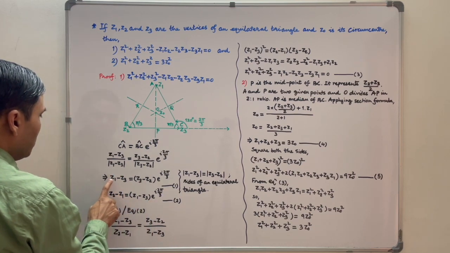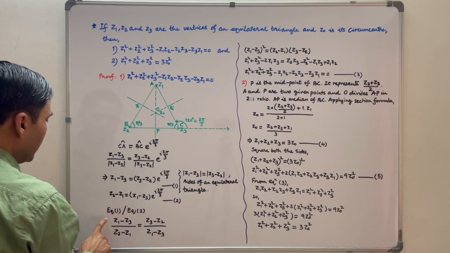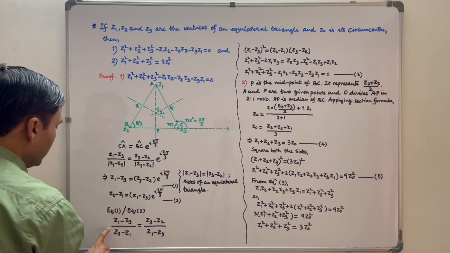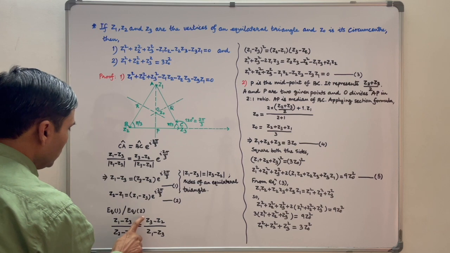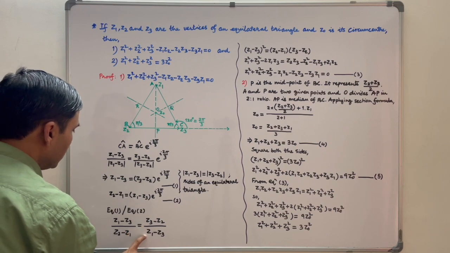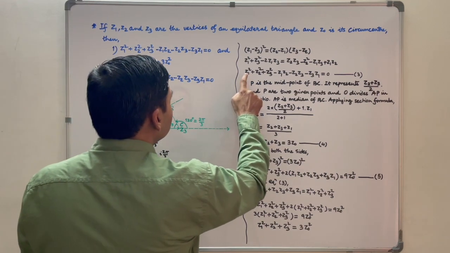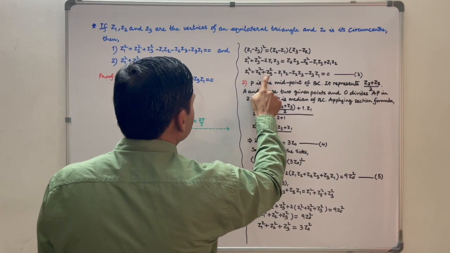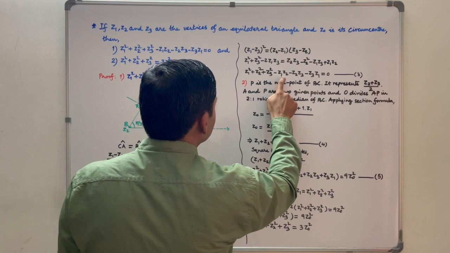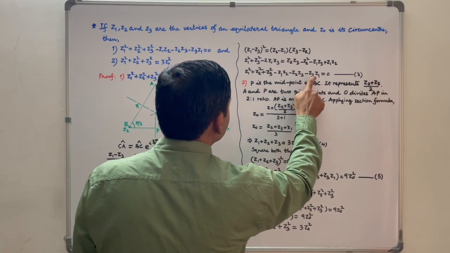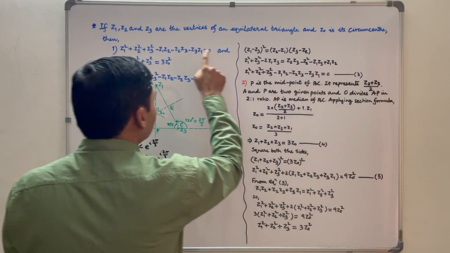Divide equation 1 by equation 2. So we will get Z1 minus Z3 upon Z2 minus Z1 is equal to Z3 minus Z2 upon Z1 minus Z3. On simplification, we will get Z1 square plus Z2 square plus Z3 square minus Z1 Z2 minus Z2 Z3 minus Z3 Z1 is equal to 0.